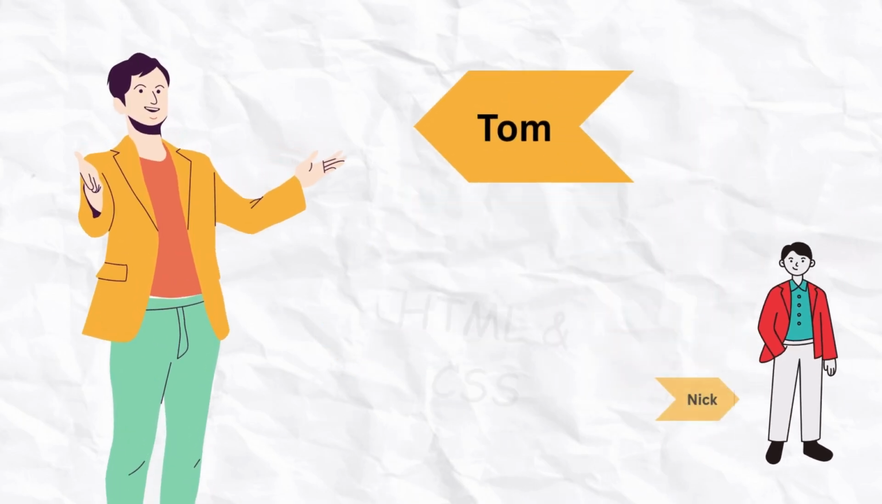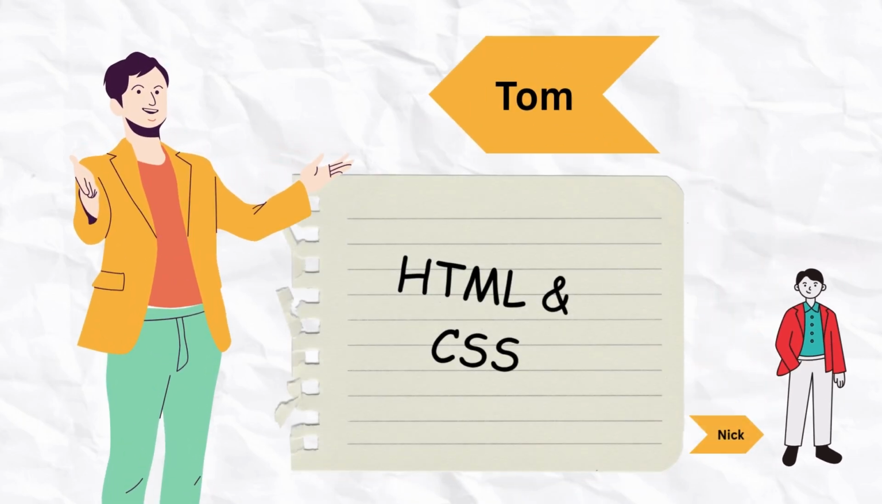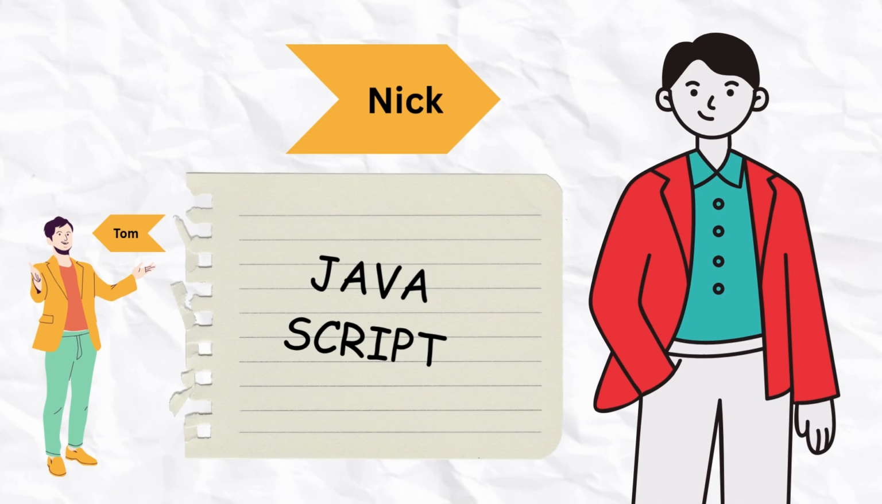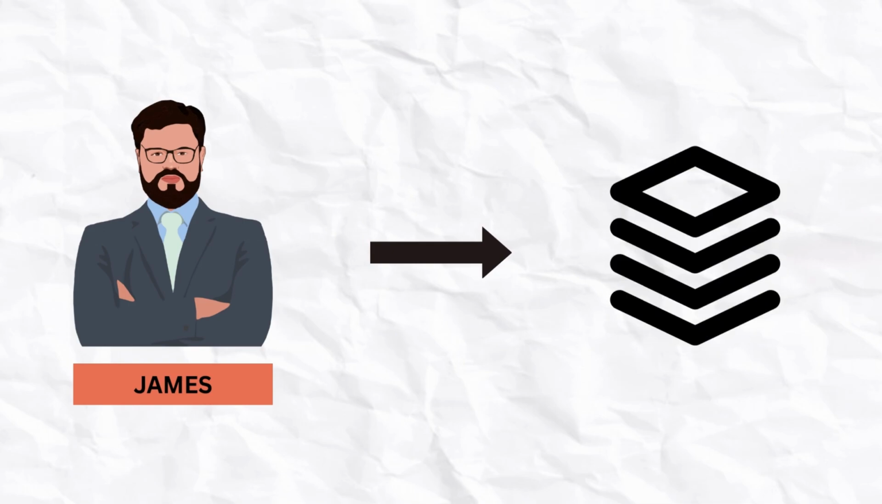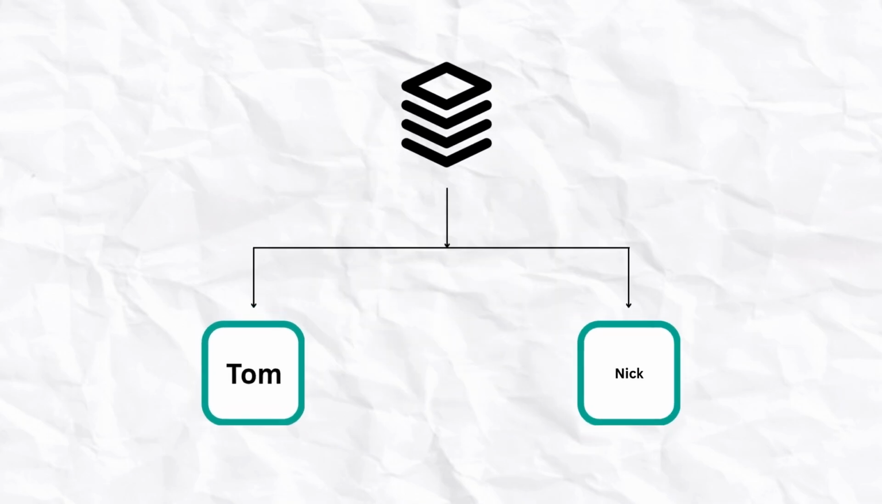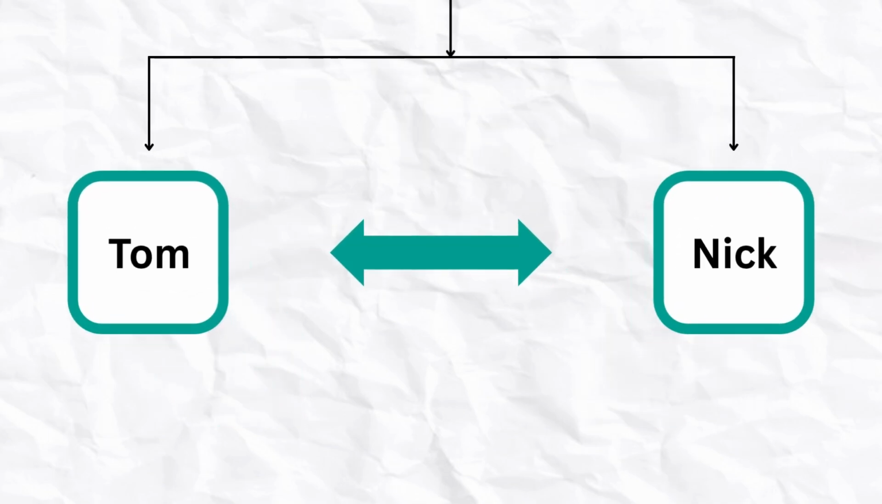Tom is going to work in a HTML and CSS project. Meanwhile, Nick is going to work in the JavaScript project. Let James be the team leader for this weather application project. So to do this task, first of all we have to create a repository, and the main branch is going to be handled by James, the team leader. We are going to create 2 branches, one for Tom and another one for Nick. So Tom is going to work in the HTML and CSS project in this branch.